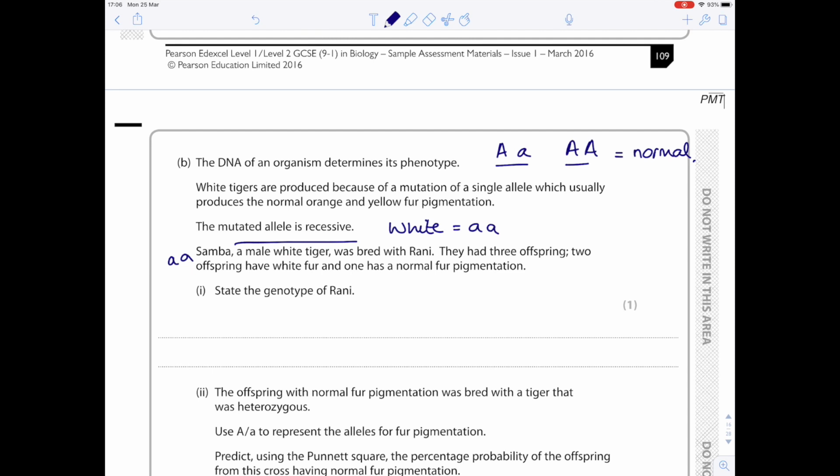Now, Rani must be heterozygous, so must be big A, small a, in order for them to have this offspring with both white fur and normal fur pigmentation. So we're going to say that Rani is heterozygous and that her genotype is big A, small a.